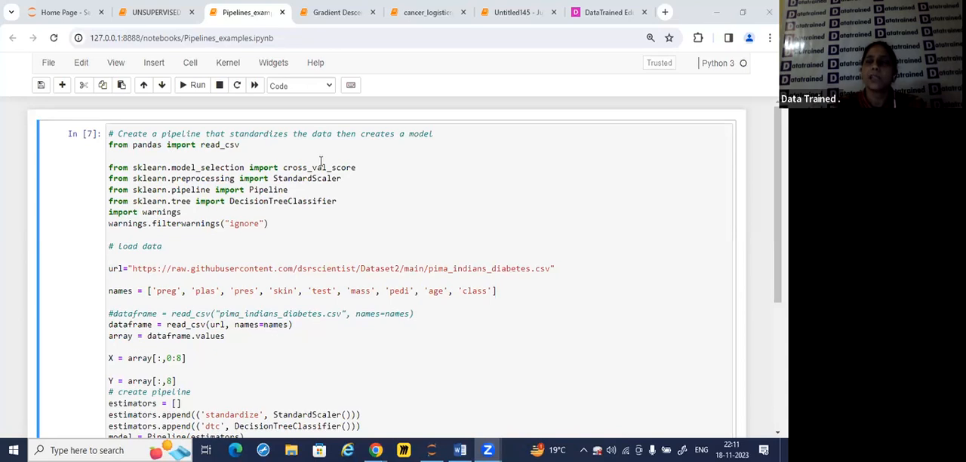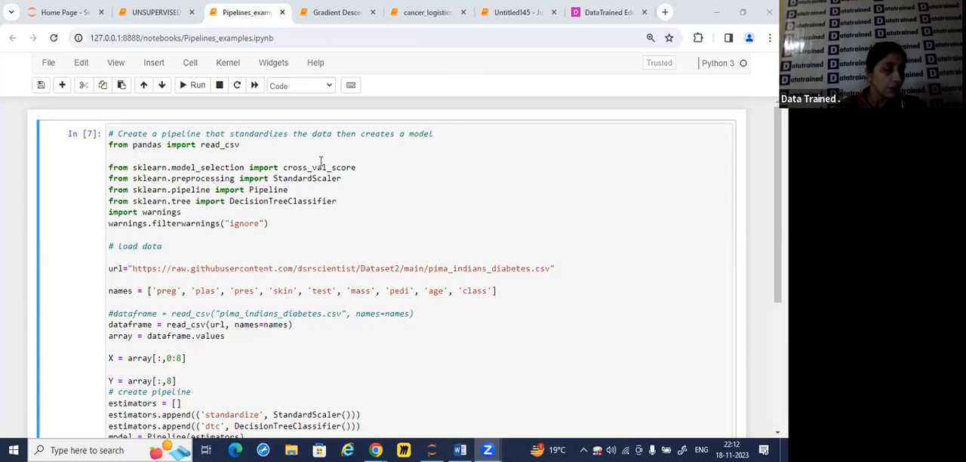Suppose you're checking whether your data is null or not. You apply a simple imputer operation if it is null. You apply a standard scaler. Then you use a model. Then you use cross validation. Means so many processes you are taking step by step, step by step, step by step.